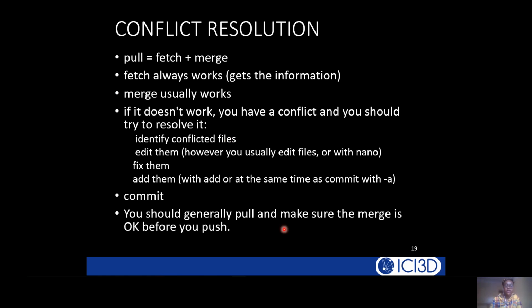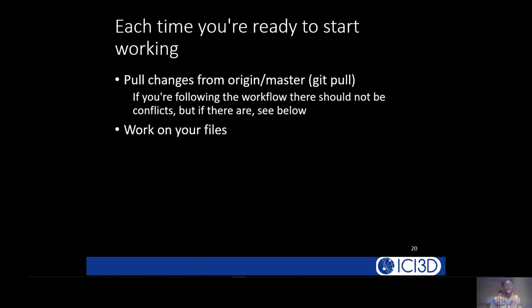After you've resolved the conflict, what are you going to do? You're going to git add again, then git commit, then pull again before you push, to make sure that if someone else has done something, it doesn't lead you to a conflict. So always remember, whenever you are ready to start working, even if it's been just 30 minutes since you touched your project, because this is group work, always git pull, and then start working on your files.